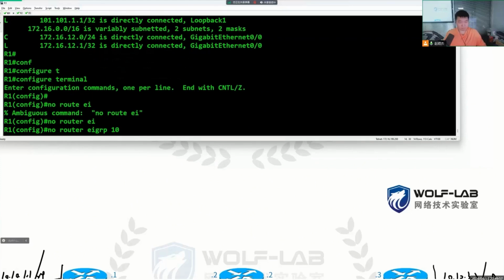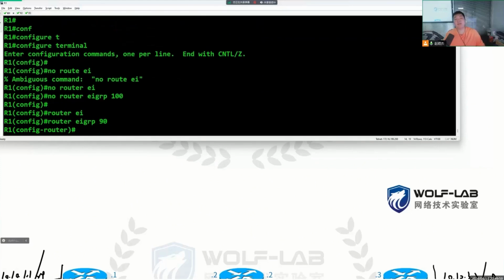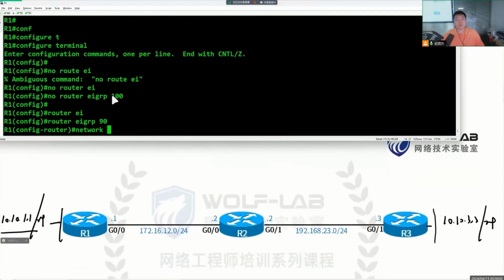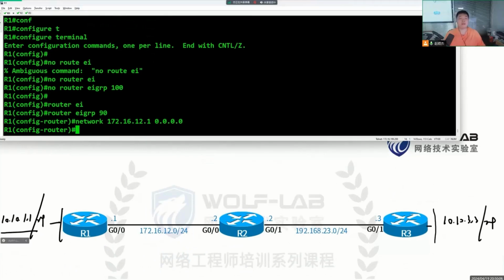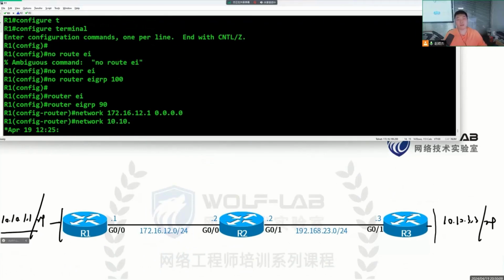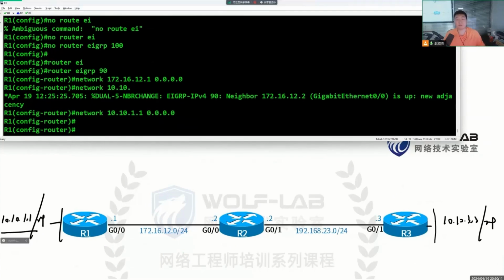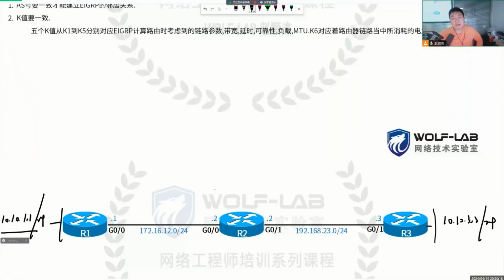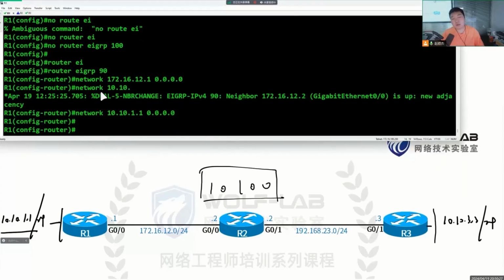Of course, we can change it. For example, on router R1, EIGRP 90, we let R1 establish a neighbor with R2 again. If we modify the router's K values, then now R1's K values are 1 0 1 0 0. Of course, we haven't talked about how to calculate the metric value using K values. We'll keep it a mystery.